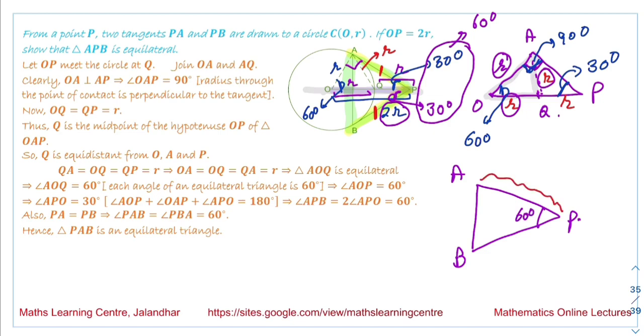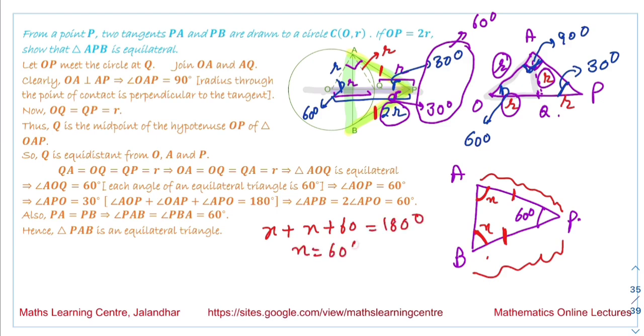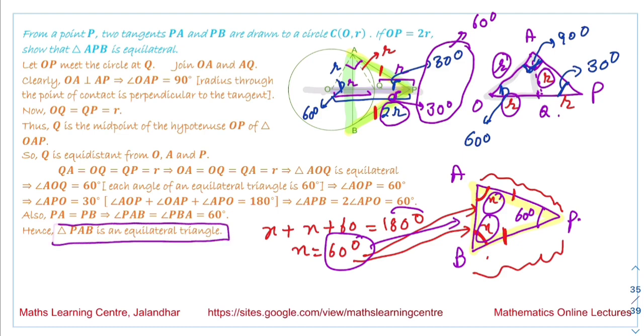The lengths of these two sides are equal. It means these two angles over here, if this is x, then this angle is also of measure x degrees. So x plus 60 is equal to 180 degrees, and the value of x we get is 60 degrees. It means when we look at triangle ABP, all three angles are of measure 60 degrees, and this gives us that triangle PAB is an equilateral triangle.